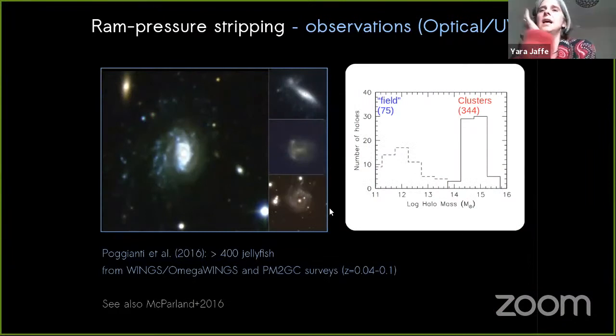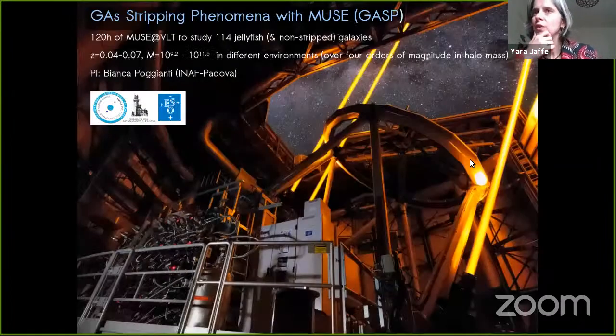So we published the largest sample of ram pressure stripped galaxies a few years back in 2016. Actually, another paper by McPartland et al. also came out that year, because so far there were only a few of these galaxies in the literature. And we started compiling bigger numbers. This paper had over 400 jellyfish galaxies in different environments, so in the field even, and in clusters of different masses. And we decided to follow them up with MUSE, okay?